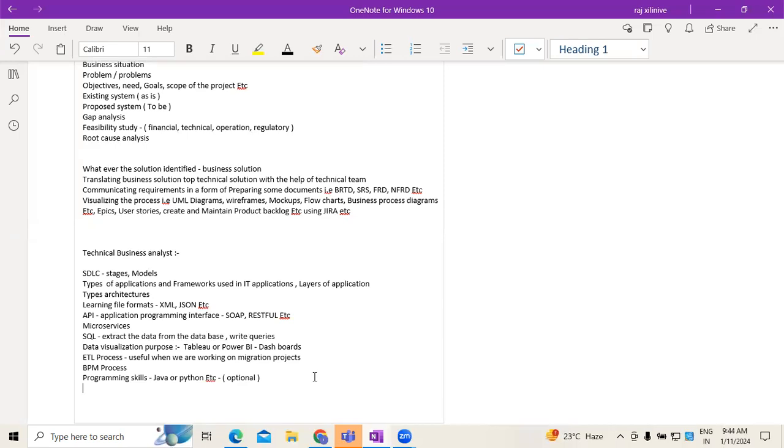So this is all about this, and from tomorrow onwards, we'll be discussing the models of SDLC, followed by the types of application frameworks, right? All these things we'll be discussing from tomorrow onwards.